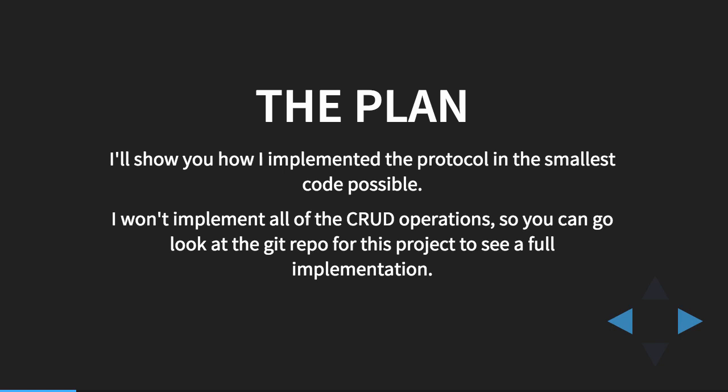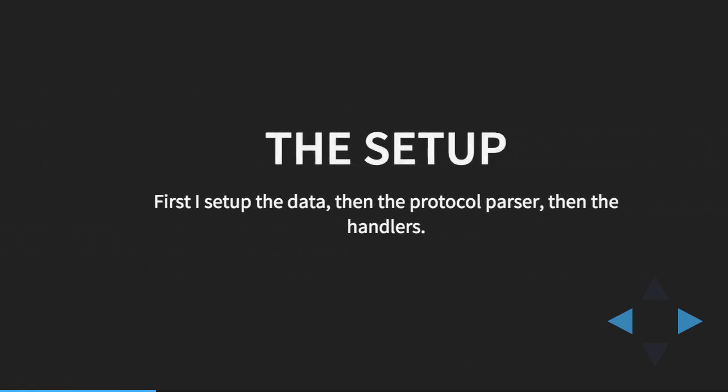All right, so I'll show you how I implemented the protocol in the smallest code possible. And I won't implement all of the CRUD operations in this video because they're pretty repetitive. After you do the first few, they're all pretty much the same. But you can go look at the Git for the project. You'll see in exercise 52, I put the project on GitHub, and then I do a code review of it, and I go through the whole thing.